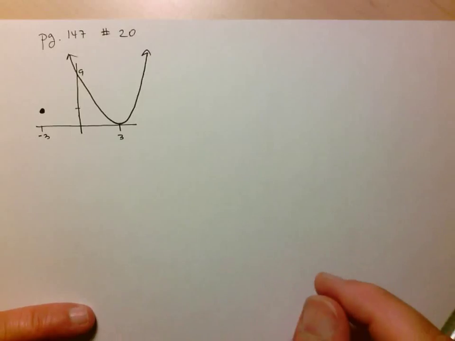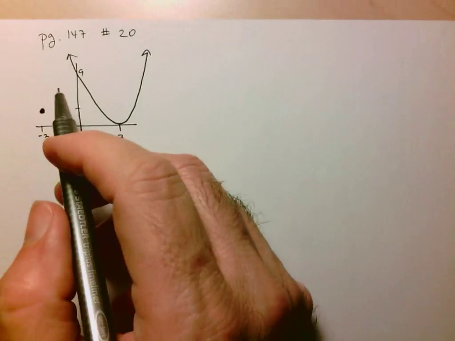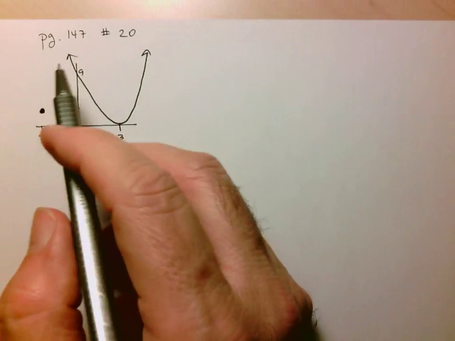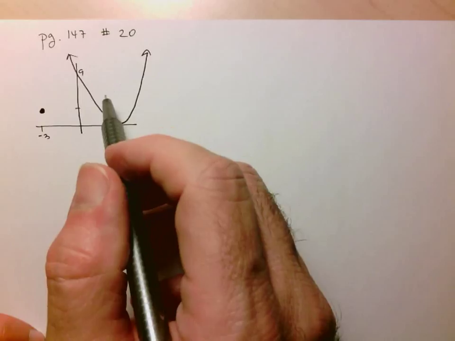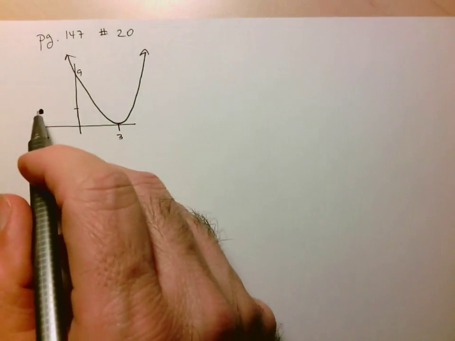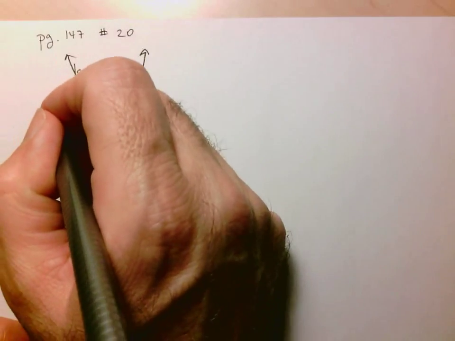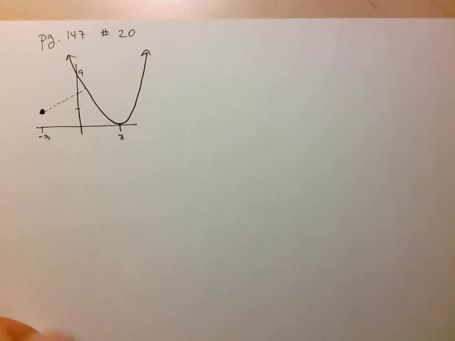Hi folks, we're going to take a look at number 20 from page 147. What they give us here is a parabola, y equals (x minus 3) squared, which I just drew out. And they give us the point (negative 3, 3). They want to know what is the minimum distance from this point to that curve.